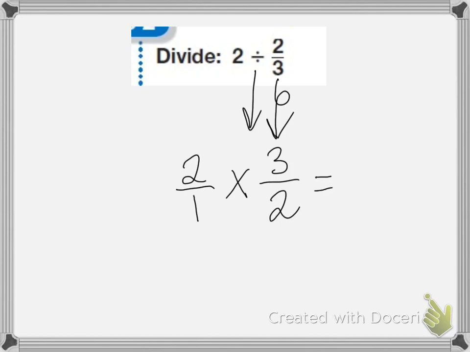And now I multiply. 2 times 3 is 6. 1 times 2 is 2. So I have 6/2, which equals 3.